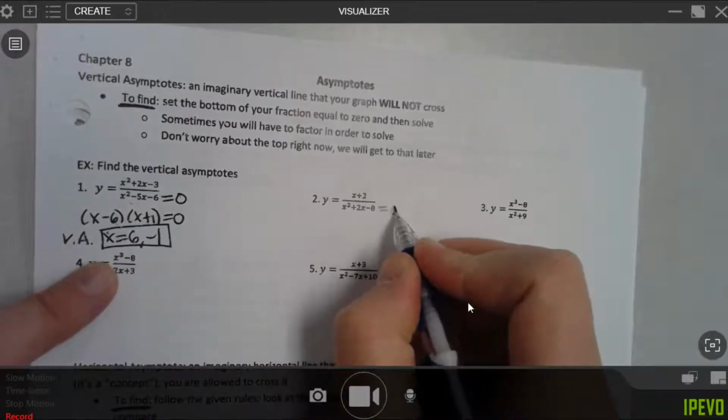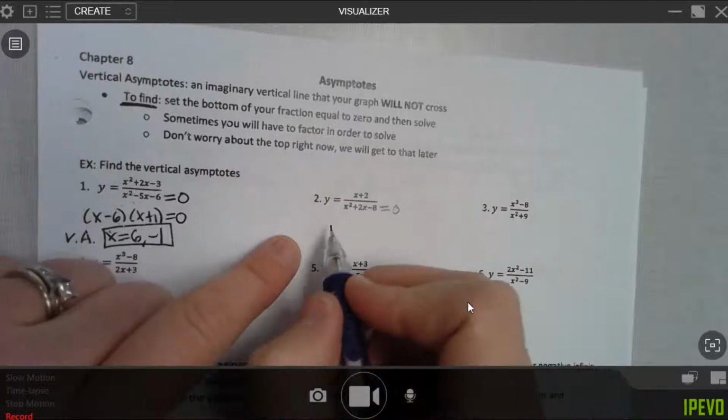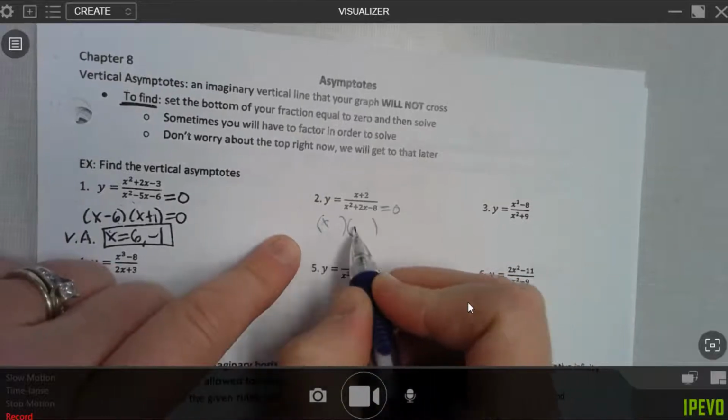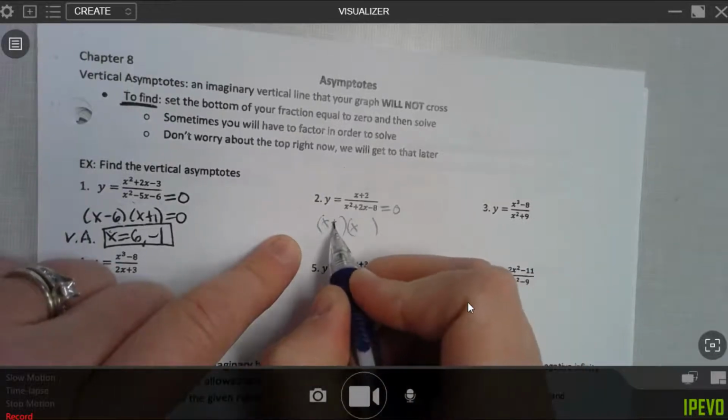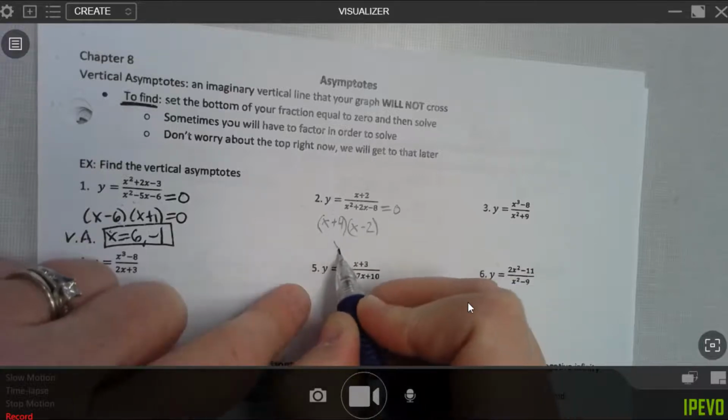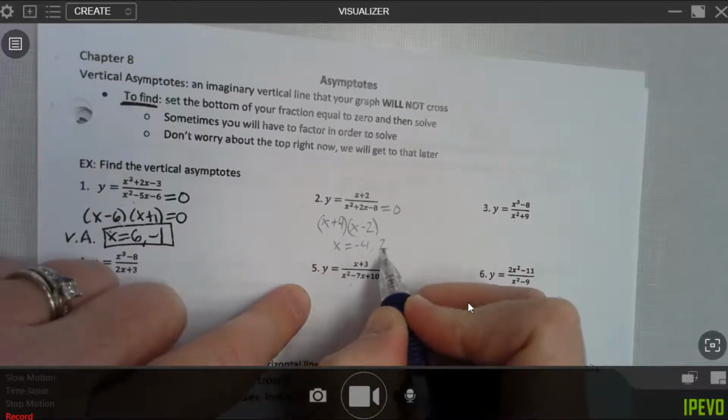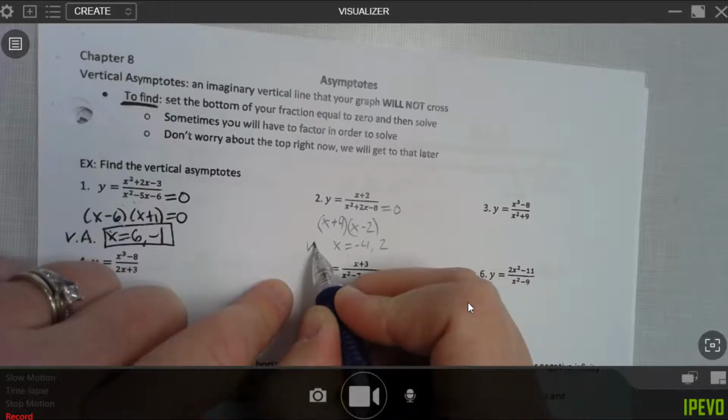So we're going to do the same thing here with number 2. Set the bottom equal to 0. So factors of -8 to get 2. Let's see, plus 4 minus 2. So my vertical asymptotes are at -2, -4, and 2.